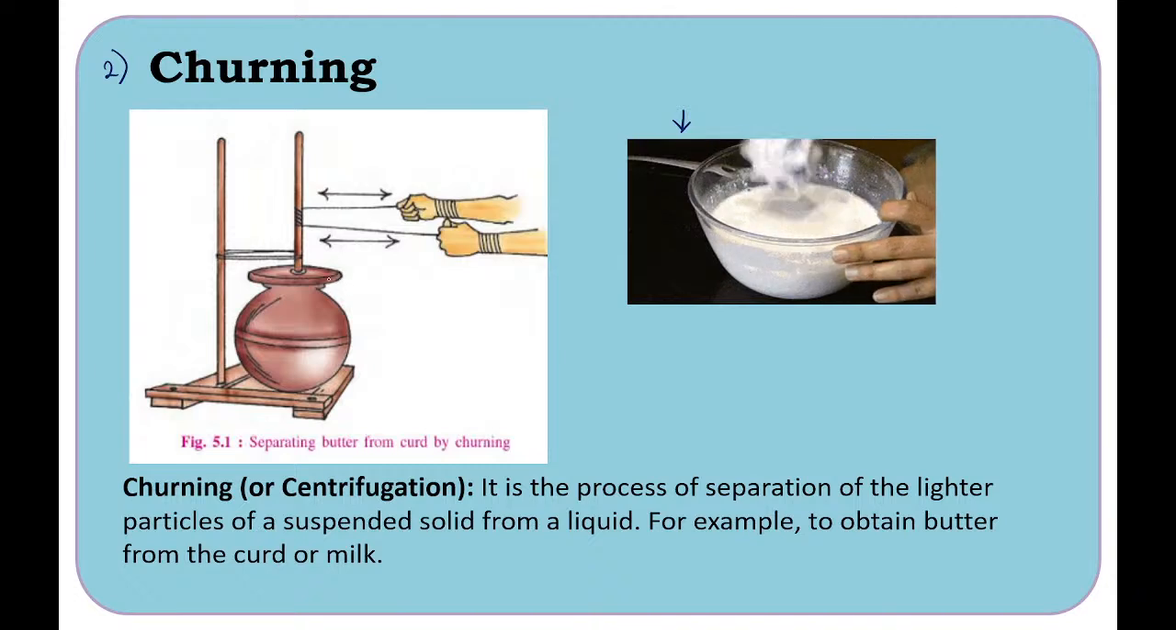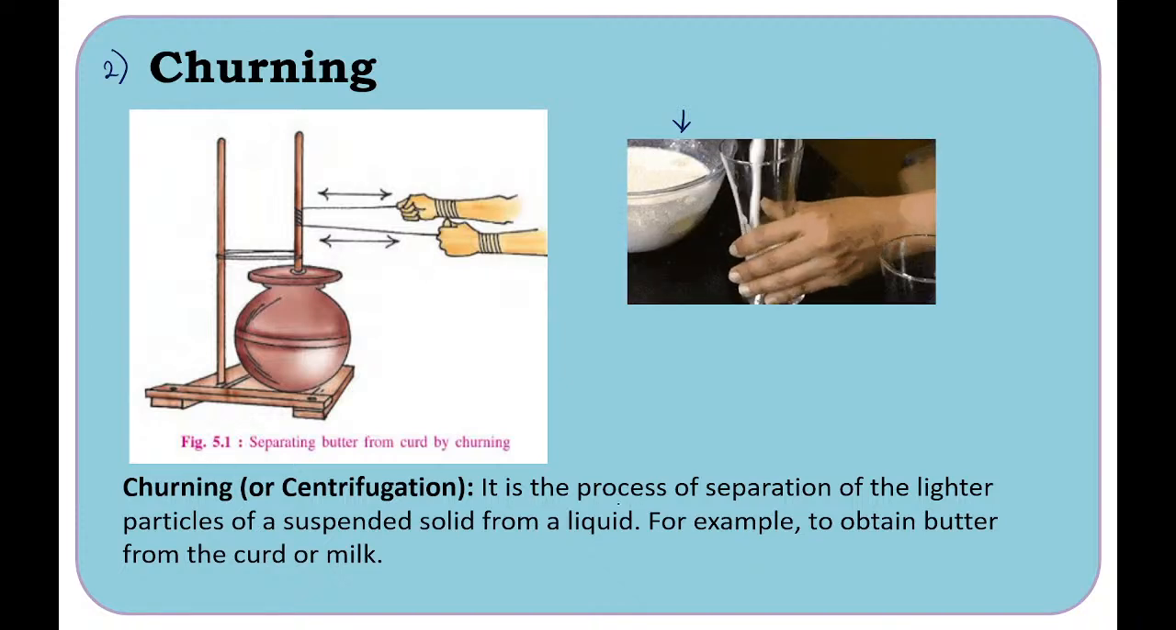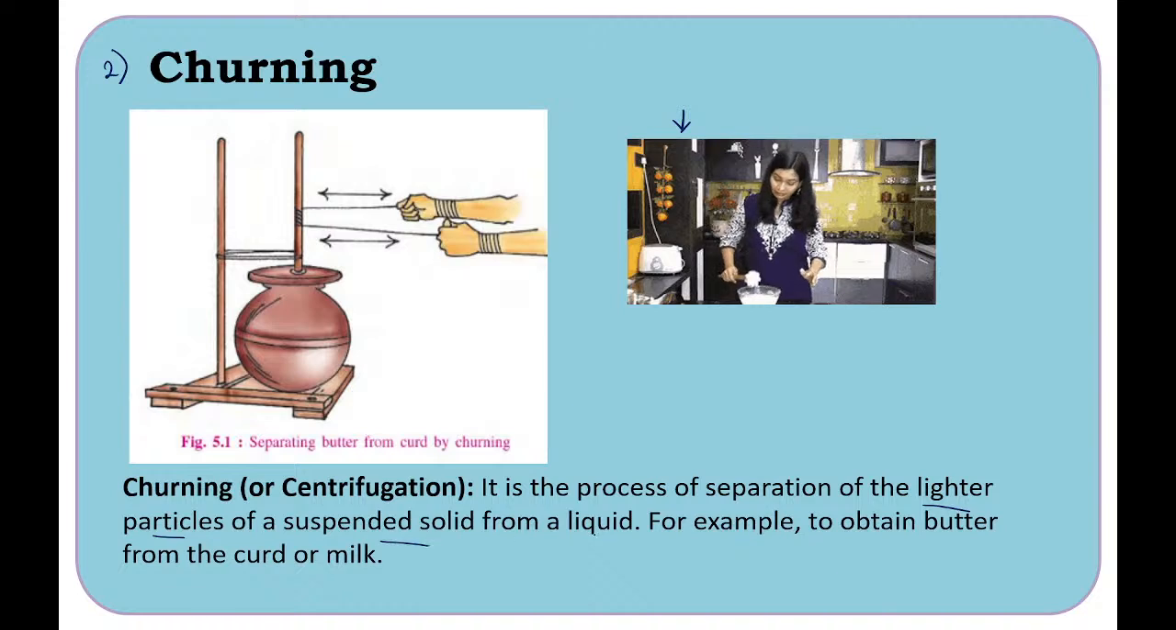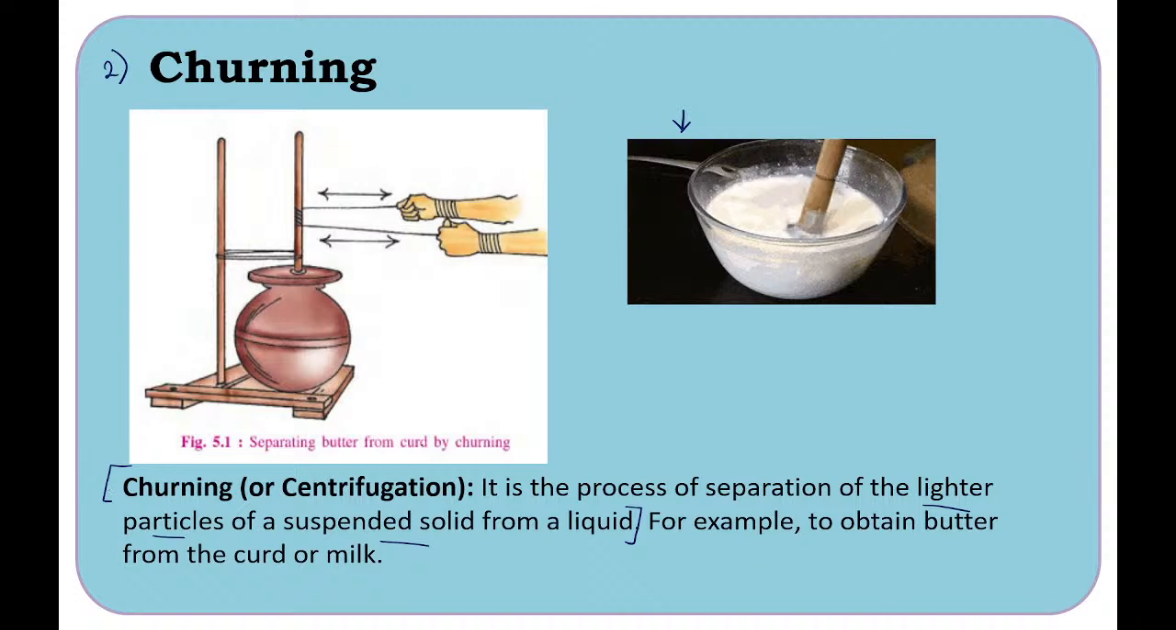Why is the curd being churned? Churning is a process of separating the lighter component, or lighter particles, of a suspended solid from a liquid. So we know that for churning we take curd.